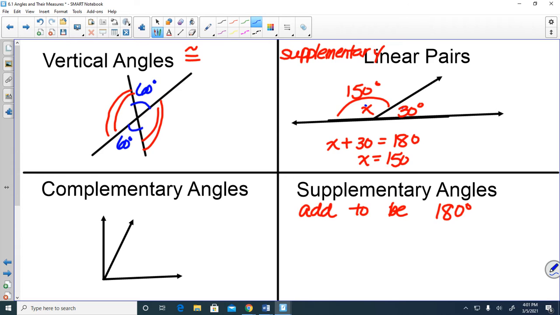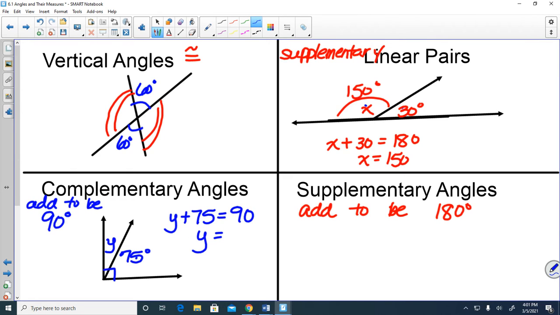Complementary angles are angles that add to be 90 degrees. So I know that they would be 90 because they have that little box we talked about. So if I know these two are complementary, and I were to tell you this angle is 75 degrees, to find this other angle y, I could set up an equation. Y plus 75 is equal to 90. Subtract 75 on both sides, and I get 15. So y would have to be 15 degrees.